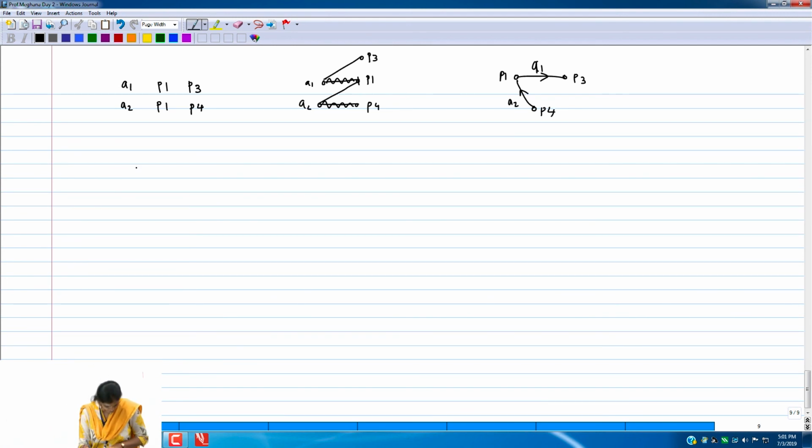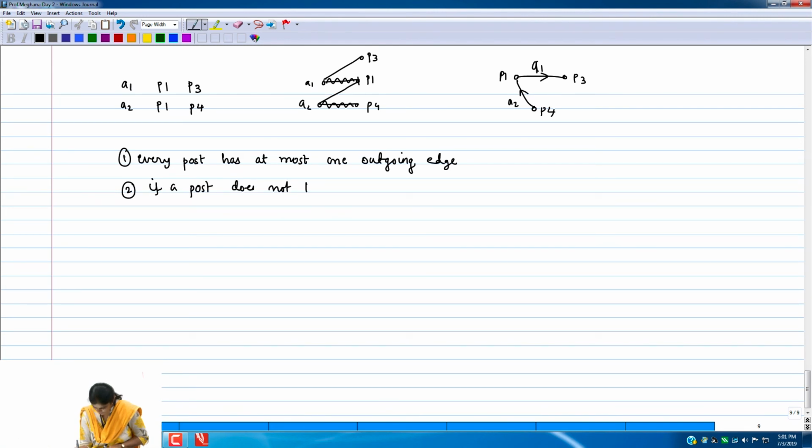So I will repeat this: every post has at most one outgoing edge, and if a post does not have an outgoing edge, it is unmatched in M.